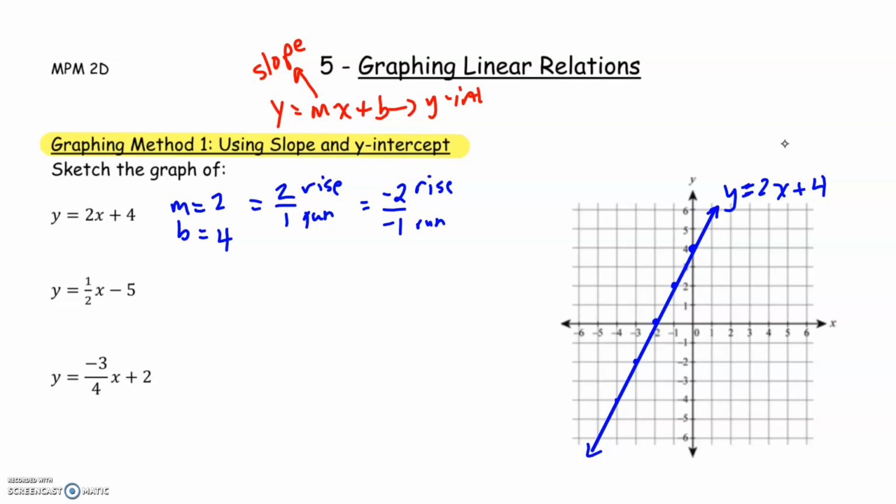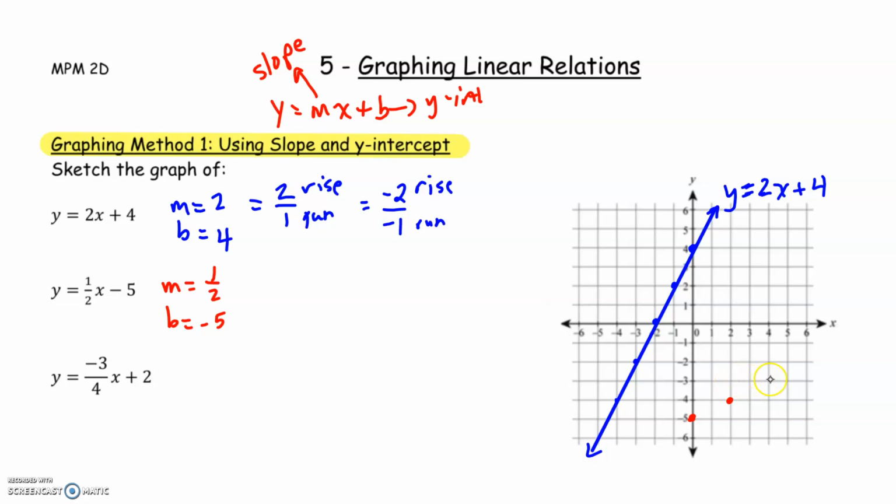All right, now we're going to do our next line, y equals a half x minus 5. So again, start by stating the m and stating the b. The b is where we plot our first point, so it is at negative 5. Remember, it always goes on the y-axis. My slope is 1 over 2, so I have a rise of 1 and a run of 2.